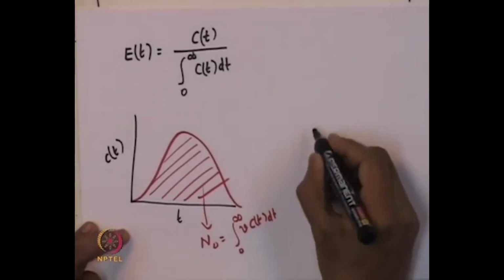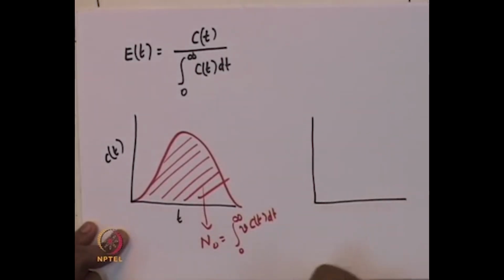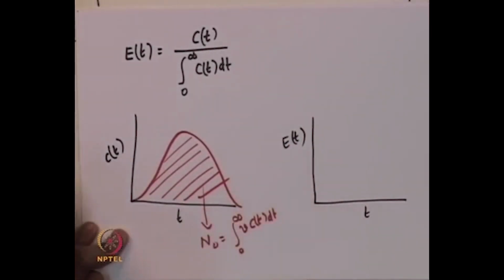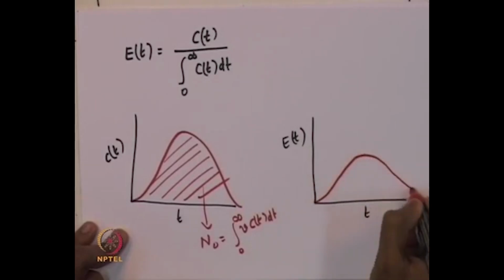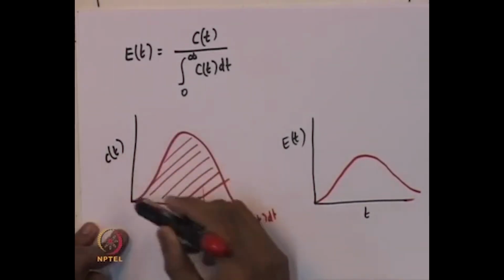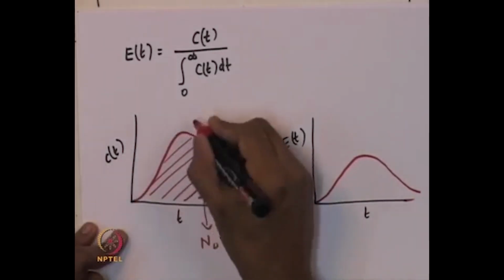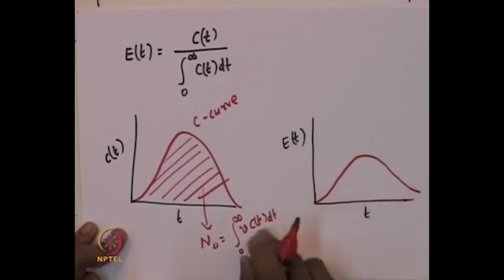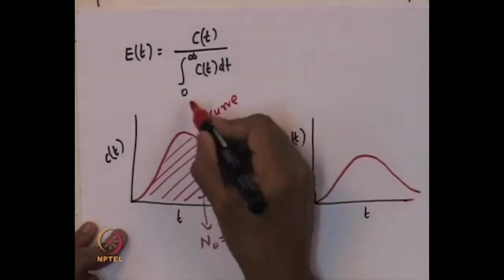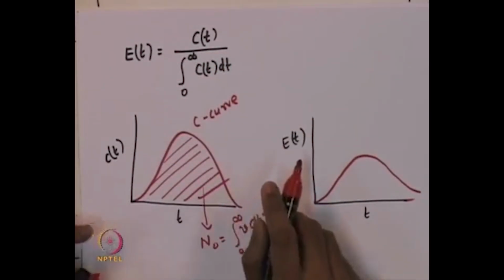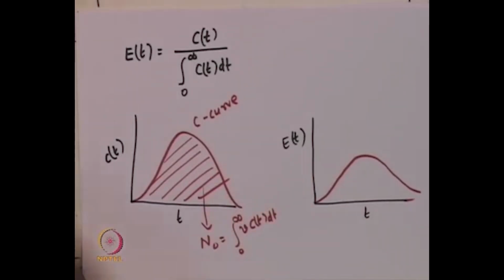A weighted area under this curve gives the total amount of tracer that has been fed into the reactor. Now if I plot the corresponding residence time distribution function, E of t, the curve looks like this. So this is the C curve. If the C curve is known, then we can find the E curve. But in order to find the E curve from the C curve, we need to be able to integrate the expression, or find the area under the C curve. Only if we can find the area under the C curve will we be able to construct the residence time distribution function.